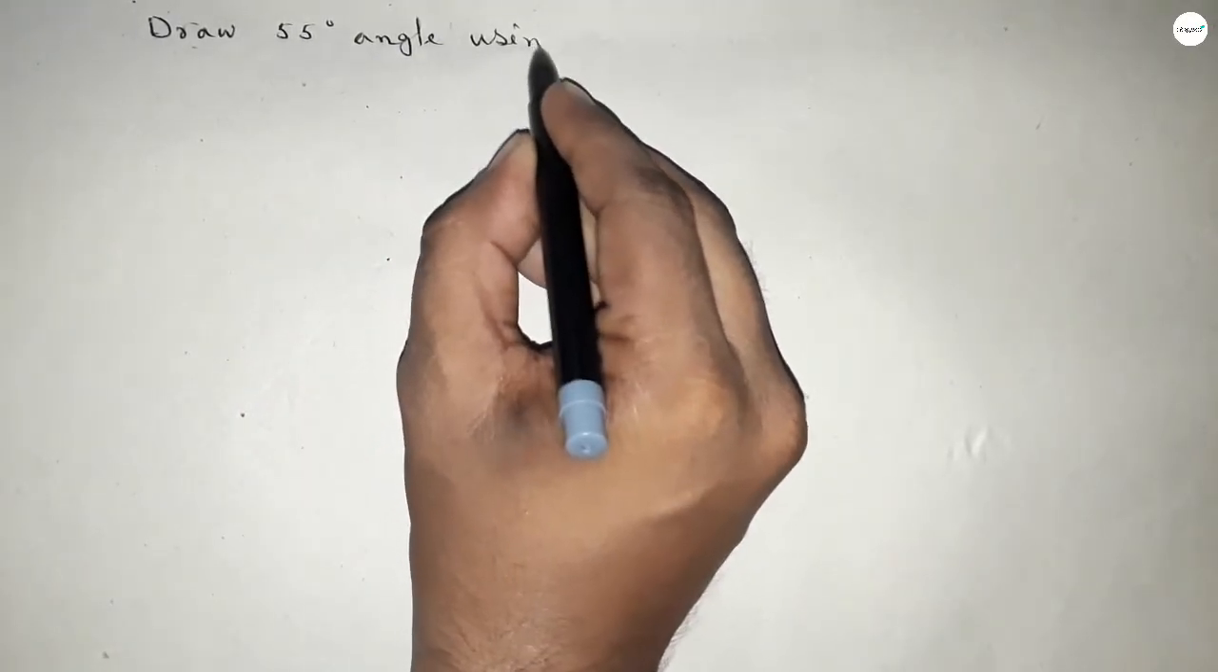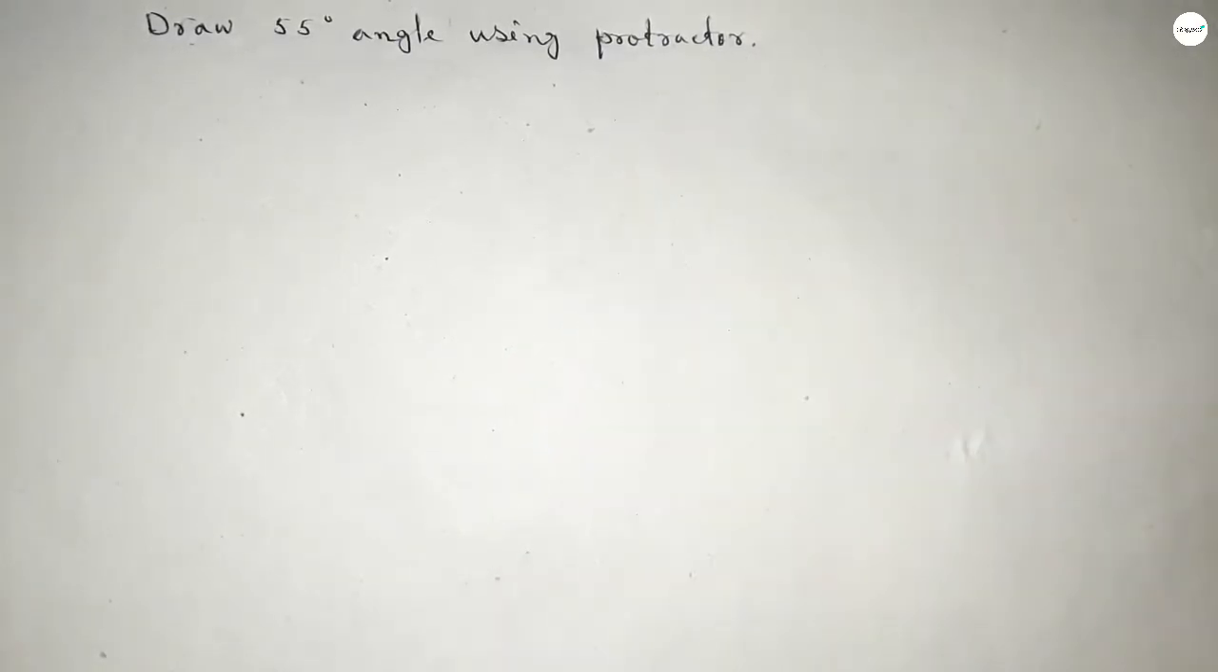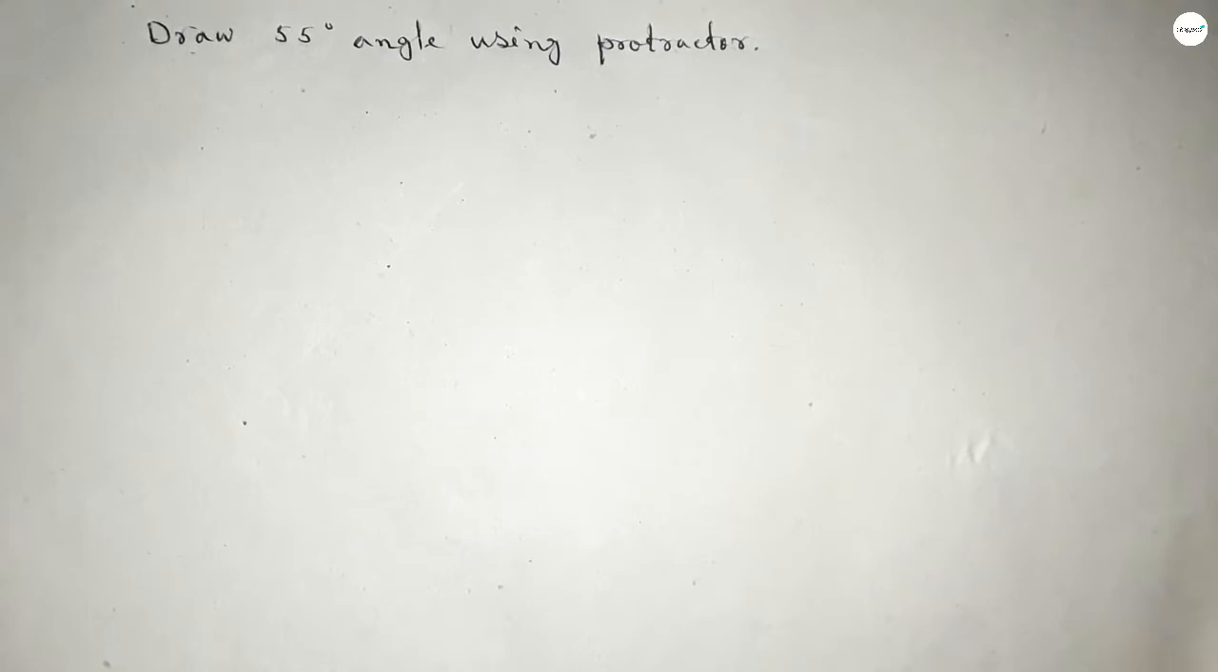Today in this video we have to draw a 55-degree angle using a protractor. So, constructing a 55-degree angle by using a protractor. So let's start the video.